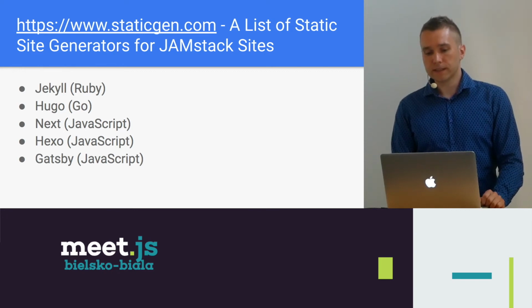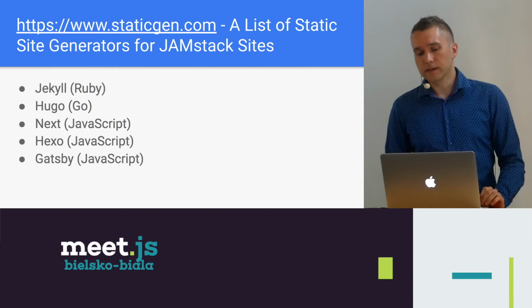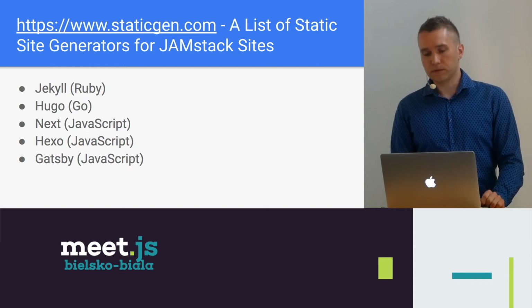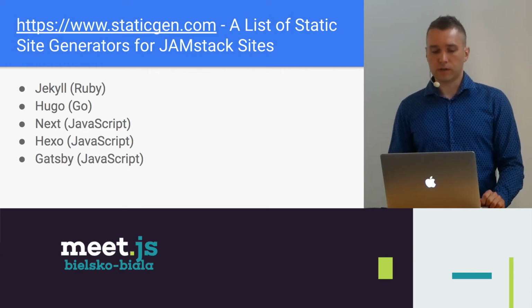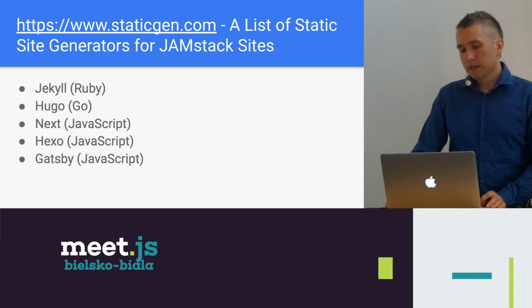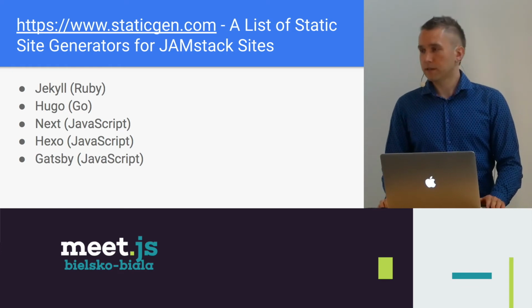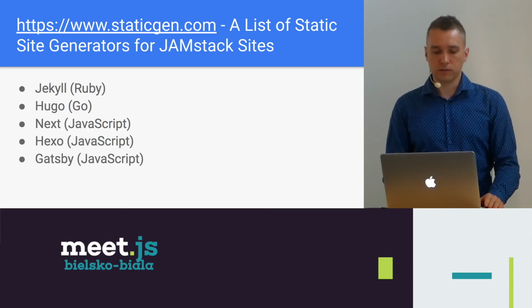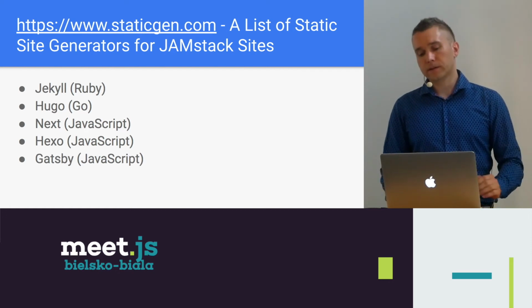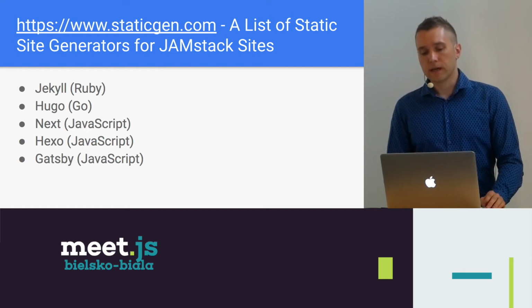There's a site, staticgen.com, where there's a really good list of the JAMstack site generators. This is the top 5 by GitHub stars. Number 1 is Jekyll in Ruby. It's not the fastest, but the most popular. The second most popular is Hugo, which is very fast. It's written in Go. And then the third, fourth and fifth positions belong to JavaScript solutions.